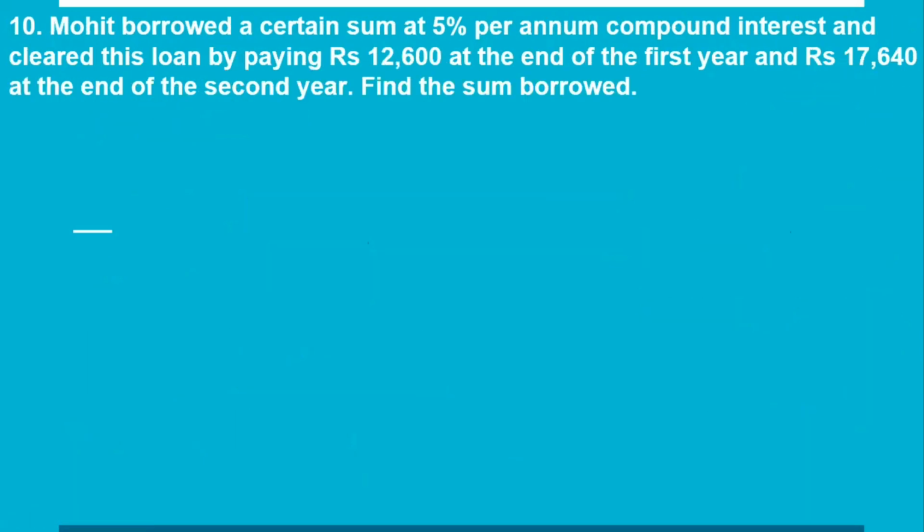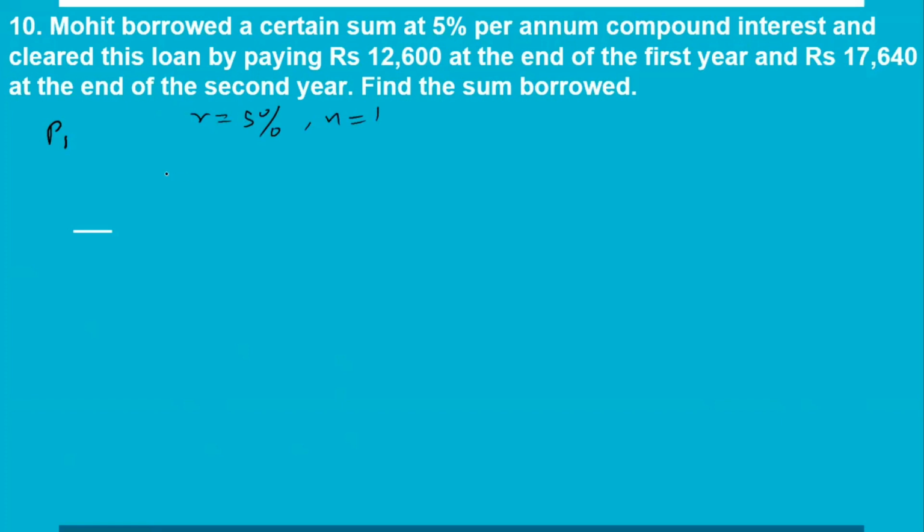Mohit borrowed a certain sum of money at 5% per annum compound interest and cleared his loan by paying rupees 12,600 at the end of the first year and rupees 17,640 at the end of the second year. Find the sum borrowed. So we first find the first principal. Let us take P1 as the first principal we have to find out, the rate of interest is given as 5%, and n is equal to 1 year.